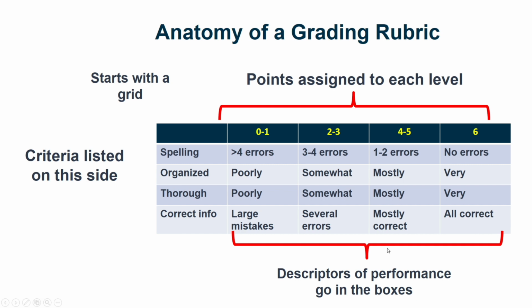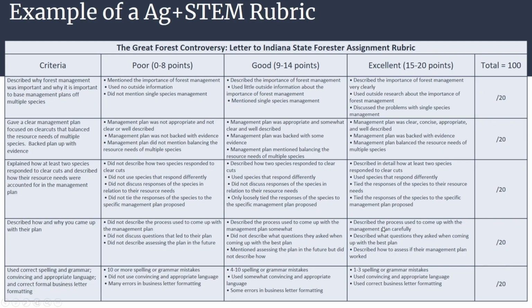So here you can see there are points assigned to each level, and for each level you can provide more details in the rubric. So this is another example of a rubric that you can see. Let's take a look. The criteria described why forest management was important and why it is important to base management plans on multiple species.